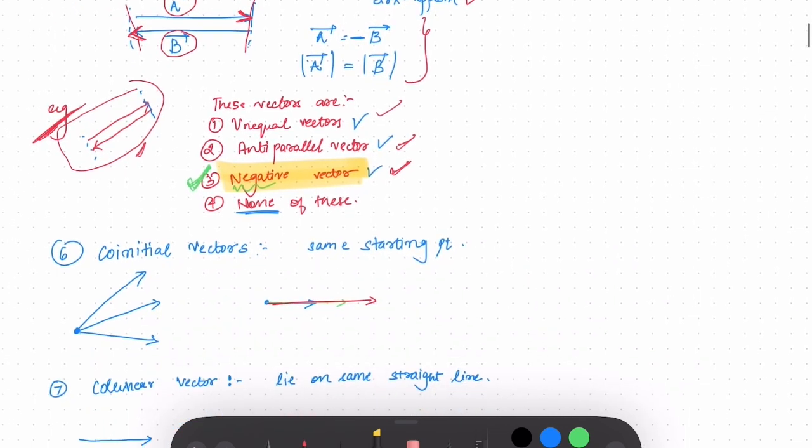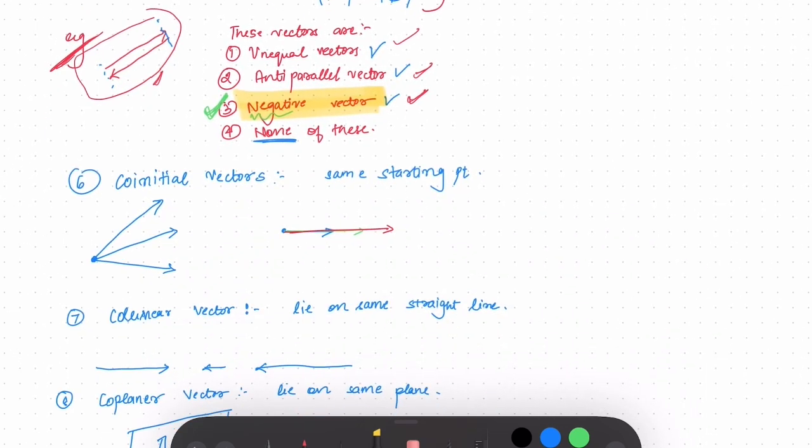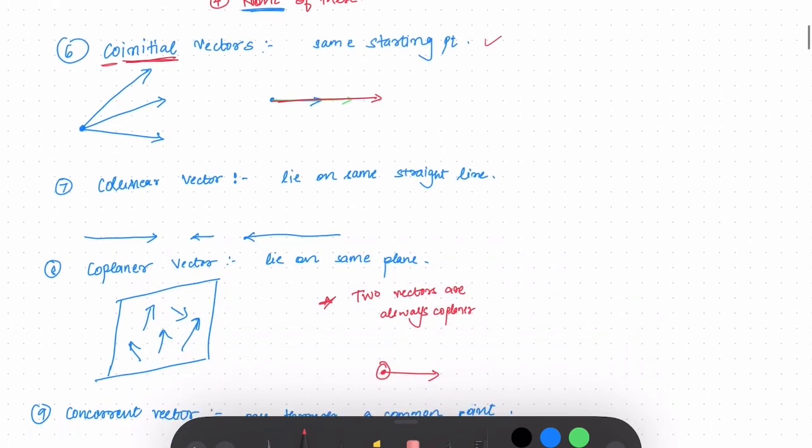If I go to the sixth type of vector, it is going to be the co-initial vector. What do you mean by initial? Initial means starting point, and co means same starting point. The ones which have the same starting point are known as co-initial vectors. Then we have collinear vectors. Linear means a line, so the vectors which lie on a straight line are known as collinear vectors.